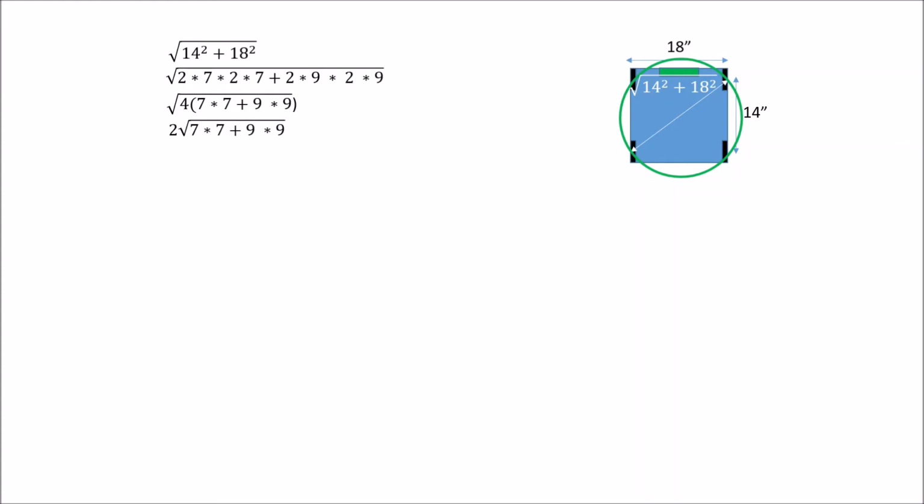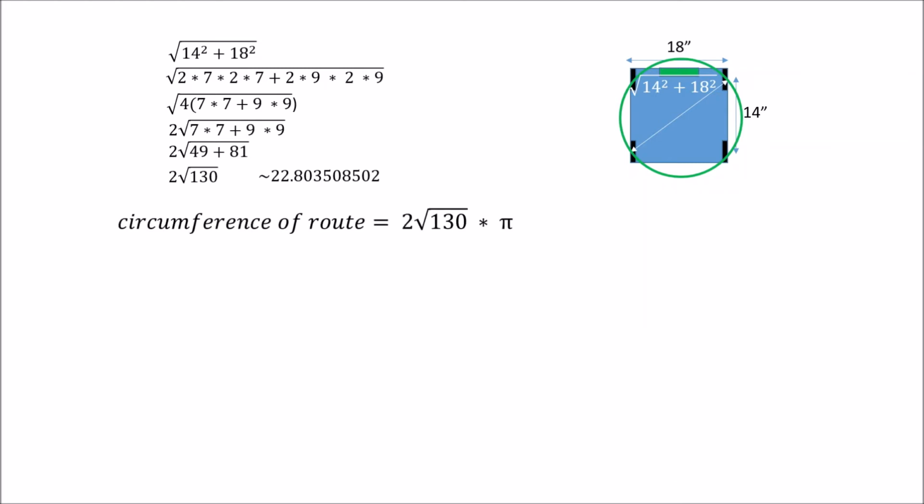We know the square root of 4 is 2, and so we can pull that out. So it's 2 times the square root of 7 squared plus 9 squared, or 2 times the square root of 49 plus 81, or 2 square root 130. So now we know what the hypotenuse length is in inches. It's 2 times the square root of 130, or approximately 22.803508502 inches. That's great. Now we know what the hypotenuse is, and knowing that, we know that the circumference of the circle, the circumference of the route, is going to be 2 times the square root of 130 times pi, as if it could get any uglier.